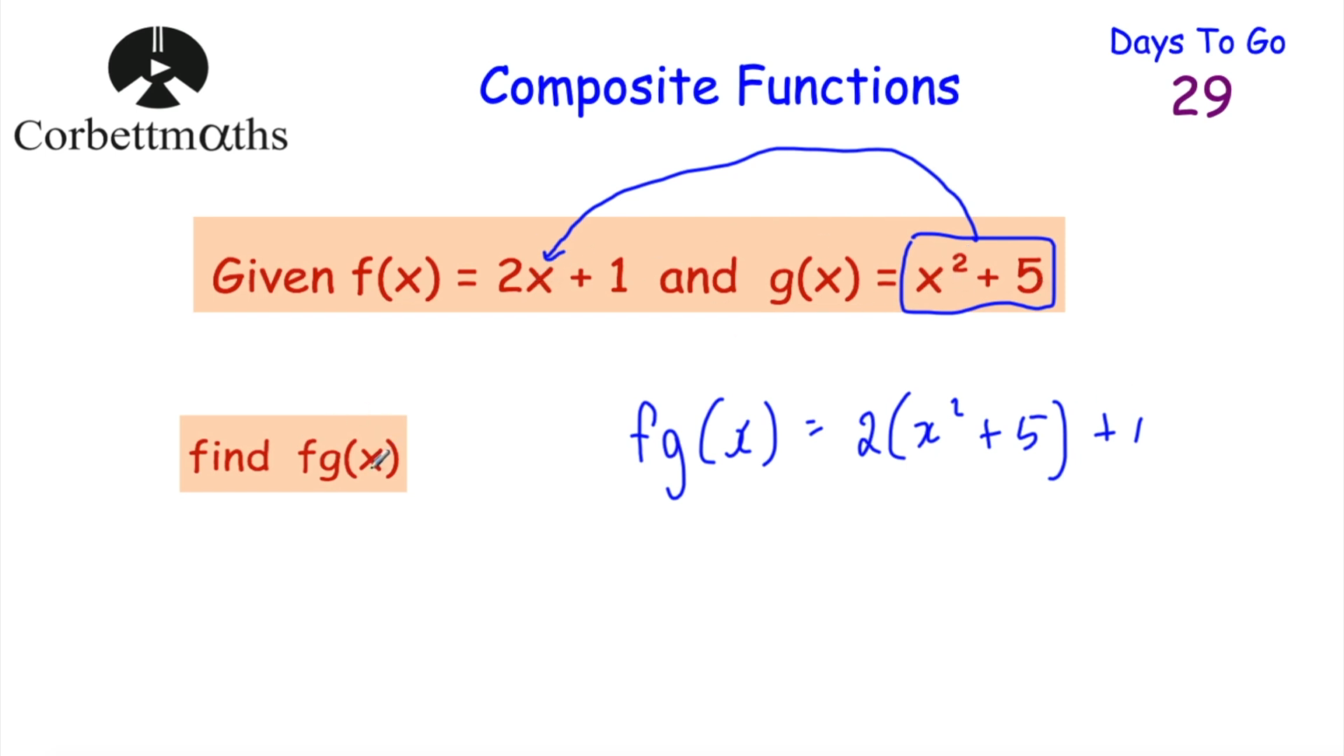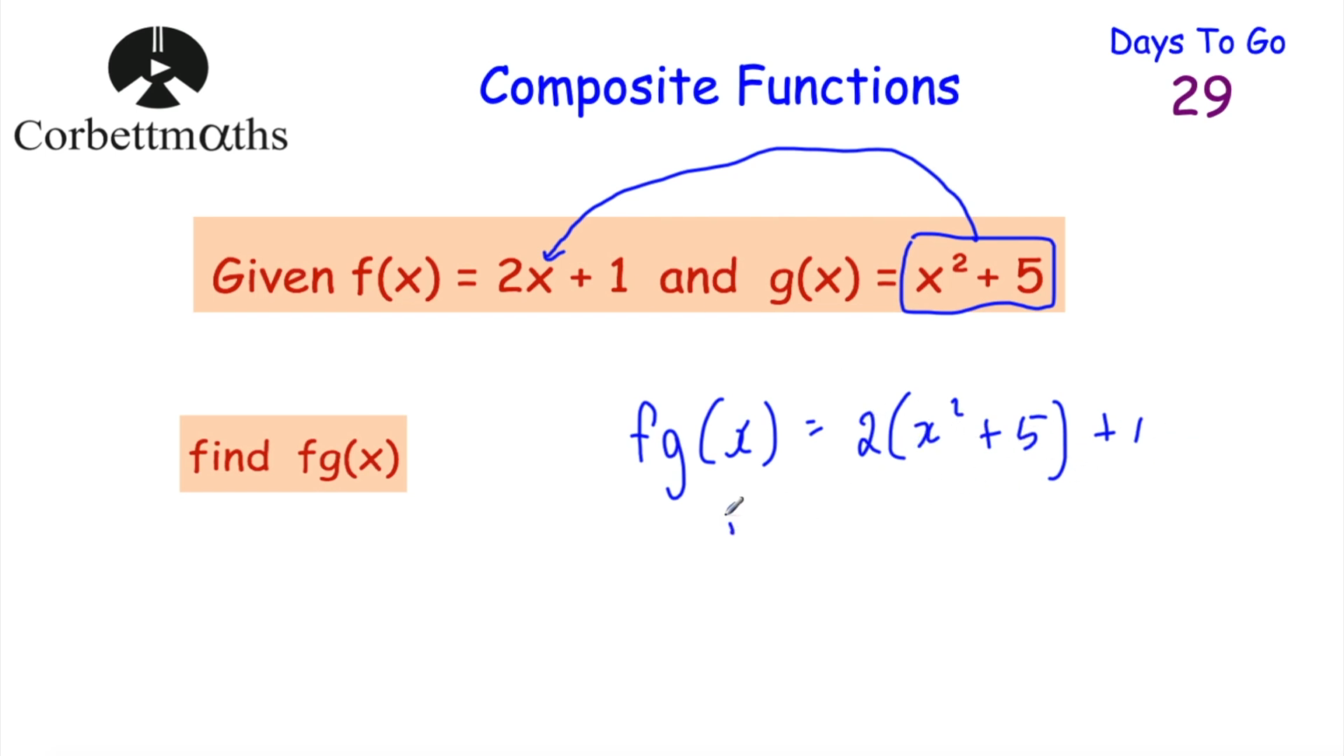The reason is we start off with x, we apply g of x to begin with, that gives us x squared plus 5, and then we substitute that into f of x. That means instead of being 2x plus 1, it's going to be 2, and then in brackets, x squared plus 5, close brackets, plus 1.